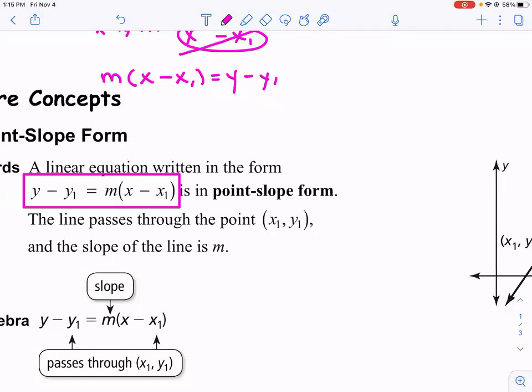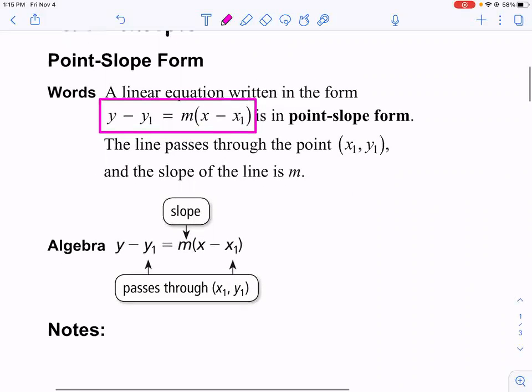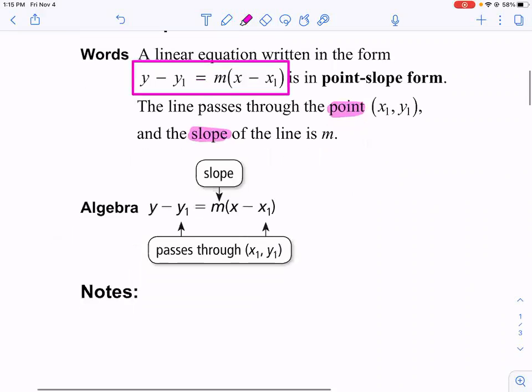Okay, so what do you need for point slope form? It's called point slope form. So you need a point and you need a slope. Hey, and then we have what we need for point slope form. Do you get it? I know, right? Okay.